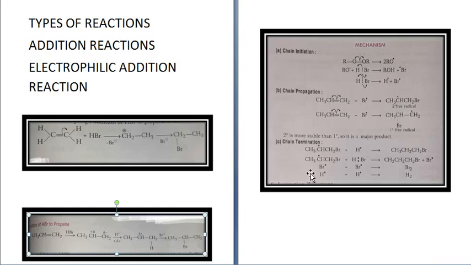Third step is chain termination step. Now in this case this free radical CH3 CH CH2 Br combines with hydrogen free radical and it gives you CH3 CH2 CH2 Br. Similarly CH3 CH CH2 Br combines with HBr to give you CH3 CH2 CH2 Br plus bromine free radical. This bromine free radical combines with another bromine free radical to give you Br2, and hydrogen free radicals, 2 of them combine together to give you H2. So this is the reaction mechanism.